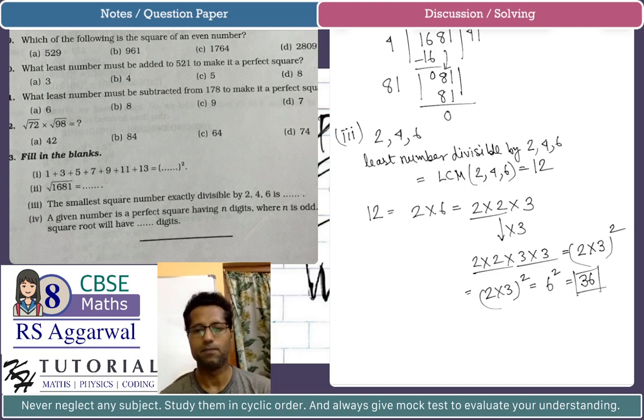And once you multiply that least number and you get a pair of equal factors, from the pair of equal factors you can now easily get the least number which will be a perfect square and also divisible by the given numbers. So in this problem that is 36.